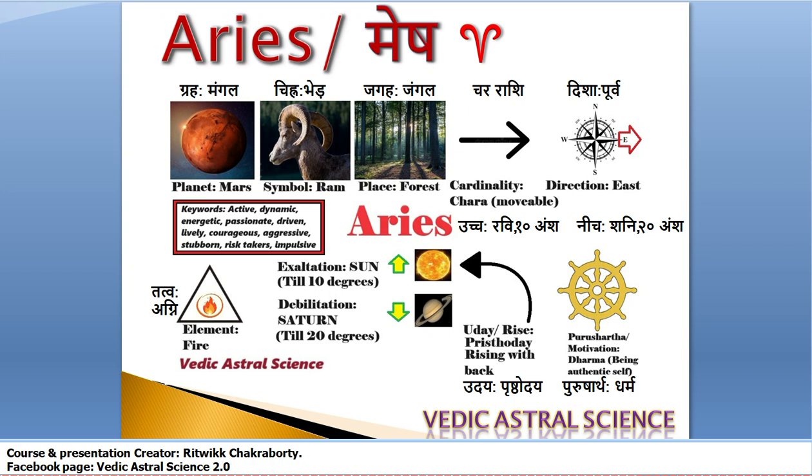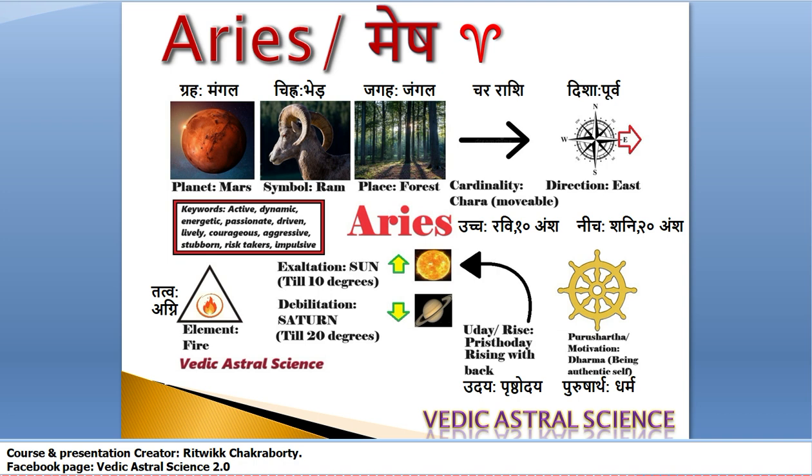We are back with the part 2 video on understanding the sign Aries. In the previous video, we have talked in detail about its planetary ruler Mars, the symbol Ram, places associated with the sign Aries, the Shakti or cardinality of the sign Aries, and the Tattva or element of the sign Aries. So if you are watching the part 2 video randomly, then it would be better to watch the part 1 video first with the heading Understanding the Sign Aries.